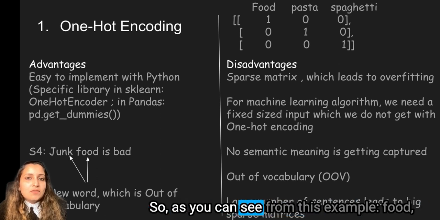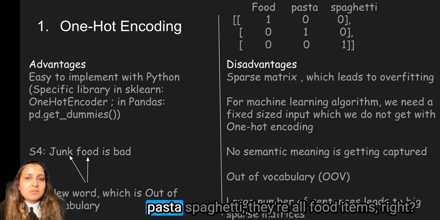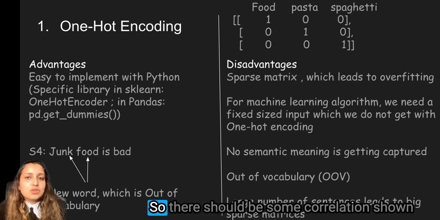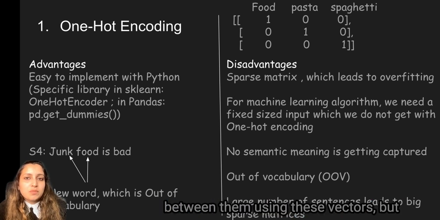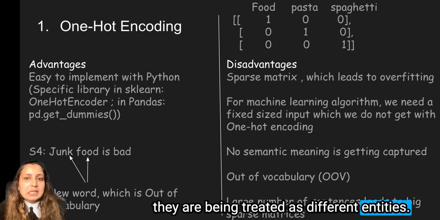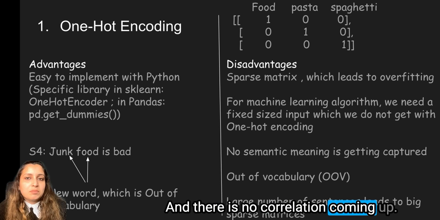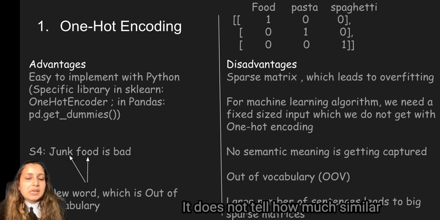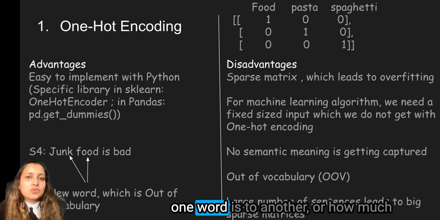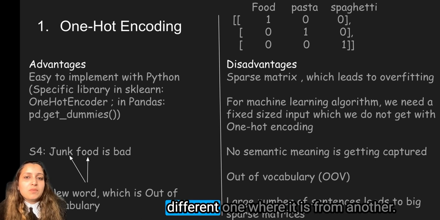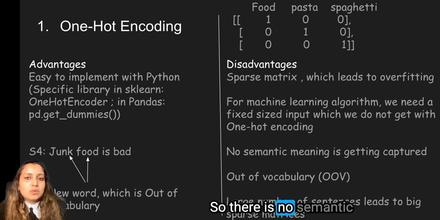So, as you can see from this example, food, pasta, spaghetti, they are all food items, right? So, there should be some correlation shown between them using these vectors, but they are being treated as different entities and there is no correlation coming up. They are all 3 different items. It does not tell how much similar one word is to another or how much different one word is from another. So, there is no semantic meaning being captured there.